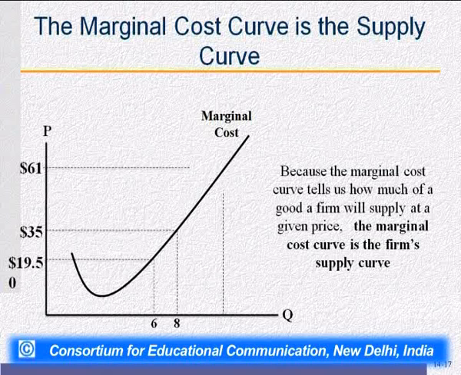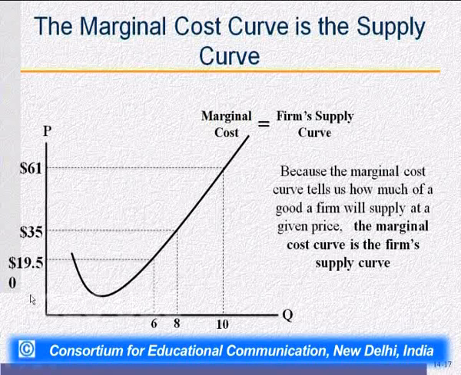This tells how much production a firm should do at a certain, particular price. Here you can see marginal cost is equal to the firm's supply curve. When the price is $19.5, your production is 0 to 6. When your price is upward at $35, then your production is 8. So here the curve indicates how much of a good a firm will supply at a given price. The marginal cost curve is the firm's supply curve.